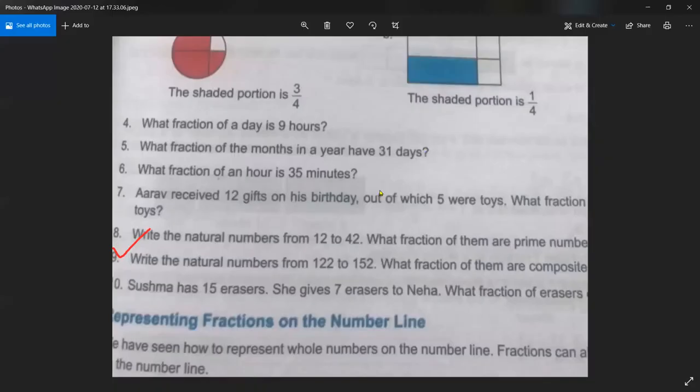Okay. So what fraction of an hour is 35 minutes? So this will be 35 upon 60. So this will be 7 upon 12. This is correct. Can you do question number 7?